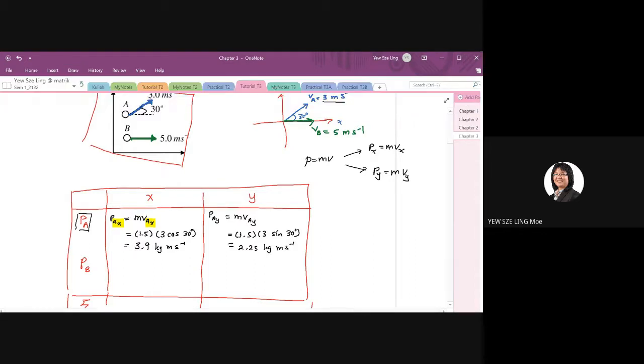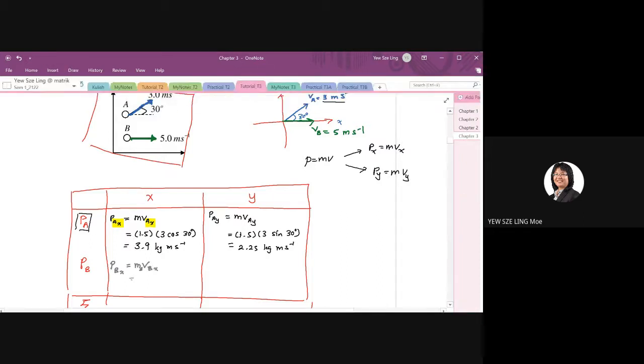Now let's see how we are going to do it for object B. For object B, you want to calculate PBx. So PBx equals mB vBx.